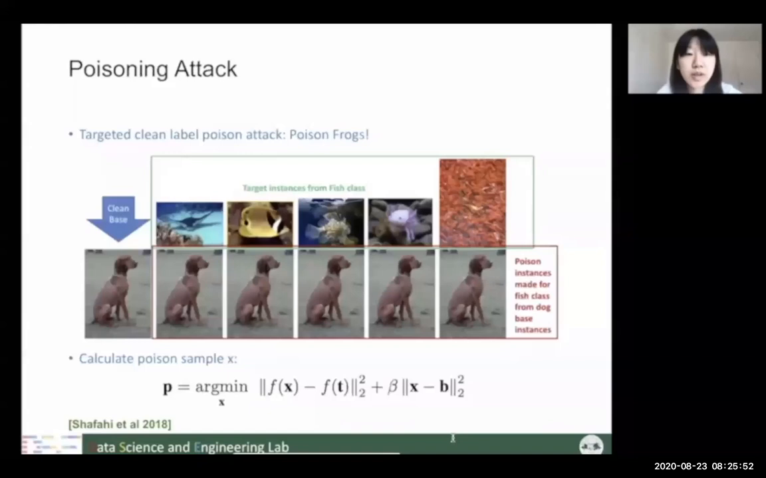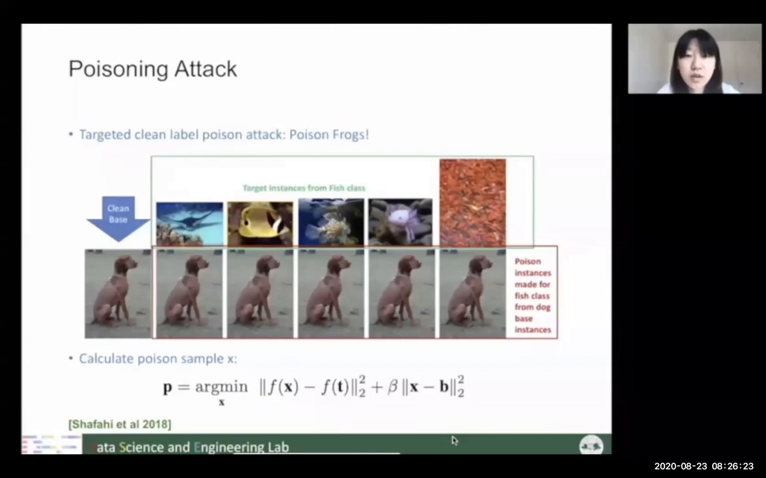As we can see, all the above attacks happen at testing time. Now we are going to introduce one attack that happens at training time, which is the poisoning attack. This is one targeted clean label poisoning attack, which aims to control the behavior of a classifier on one certain test class through adding poisoning samples into the training set without changing their labels.